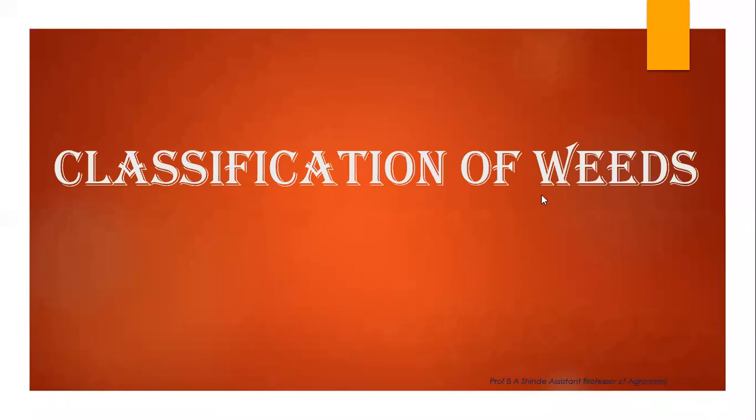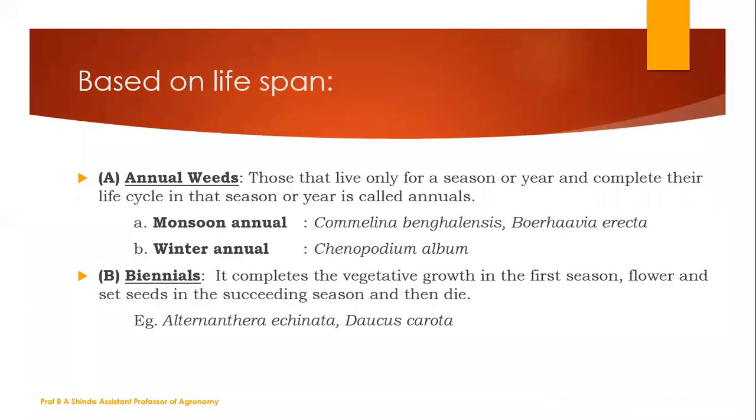Then our next topic is the classification of weeds. The classifications of weeds are made on different bases. The first is classification based on the life cycle, that is, on the lifespan of the weeds. The first is the annual weeds, the second is the biennial weeds, and the third is the perennial weeds.